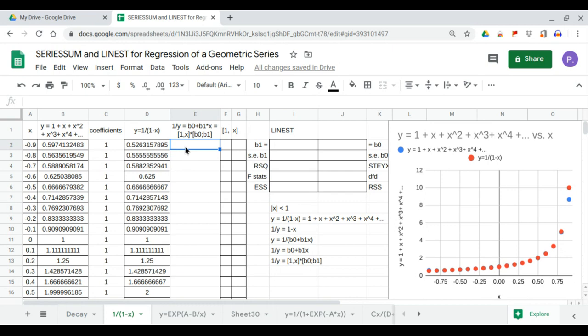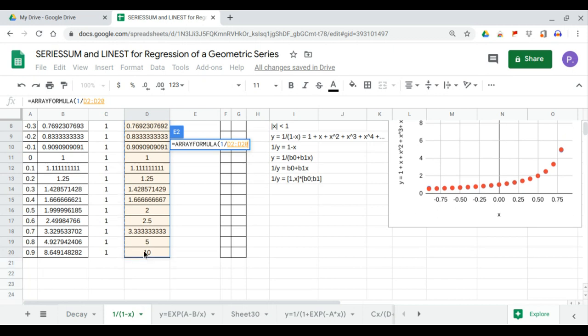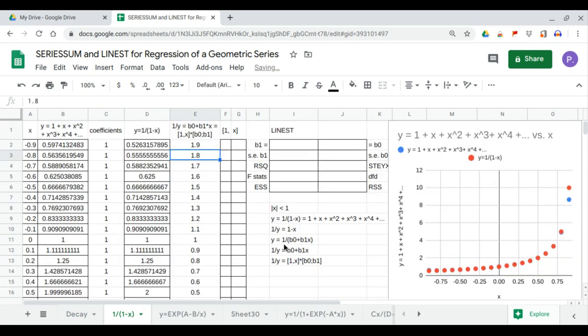We regress it using the reciprocal, which is array formula 1 over this value. Because to regress it, you need to have 1 over y, and it's 1 minus x. That is in the form of 1 over y equals b0 plus b1 x. And you factor out the 1 comma x and b0 semicolon b1. That is what we're going to solve next. So we have the 1 column and the x column, which is array formula of the x values.